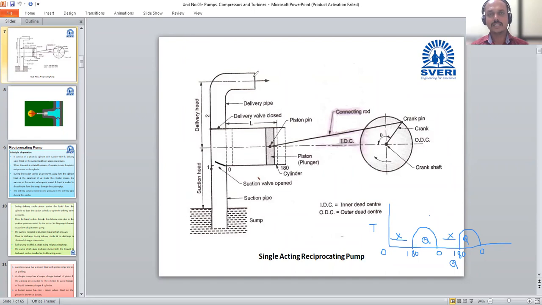So to overcome this problem, one more device is designed, called the double acting reciprocating pump. It's called as double acting reciprocating pump.